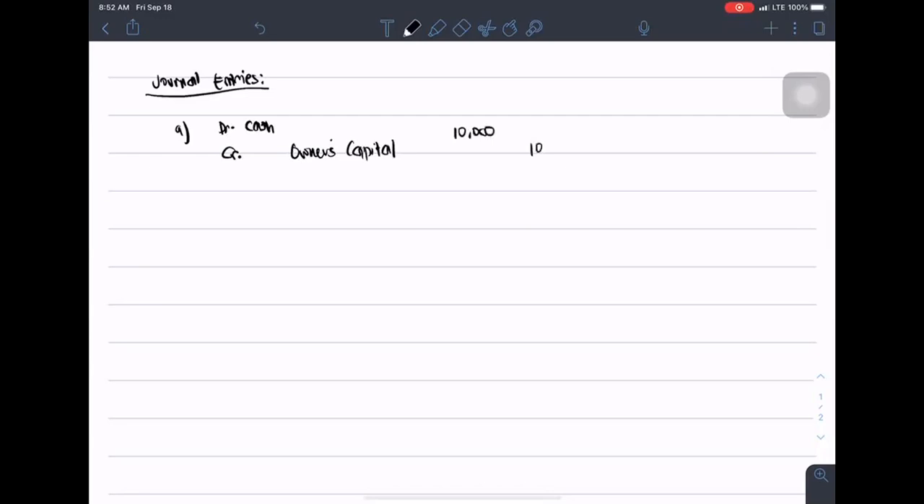Letter B. On October 1, Pioneer purchases office equipment costing 5,000 by signing a 3-month 12% 5,000 note payable. So here we signed a note for the purchase of an equipment. So what will we debit? So debit equipment, credit notes payable, 5,000.